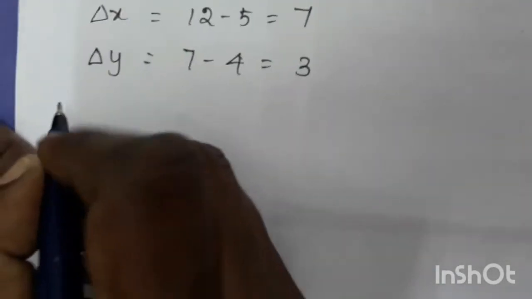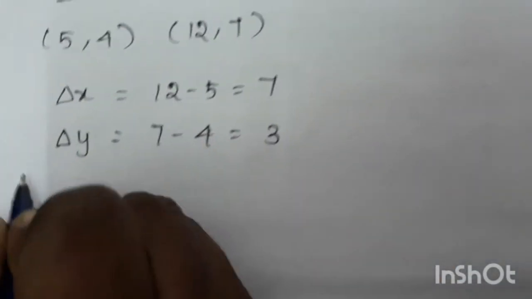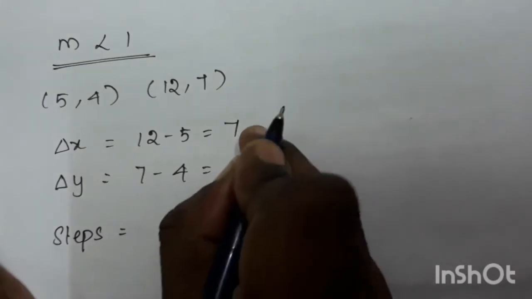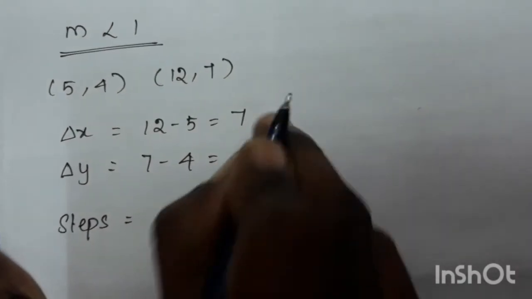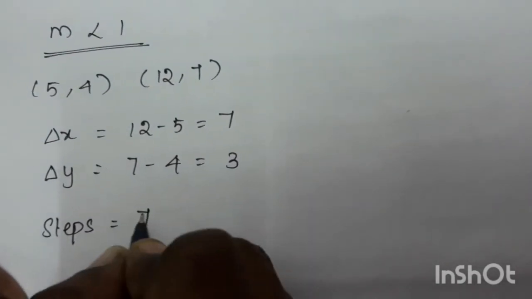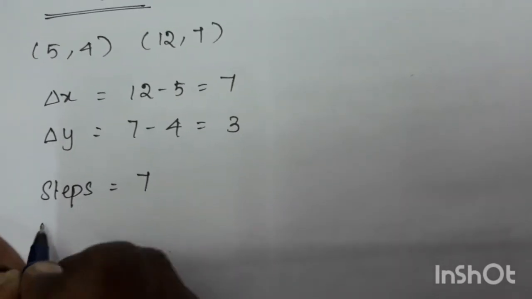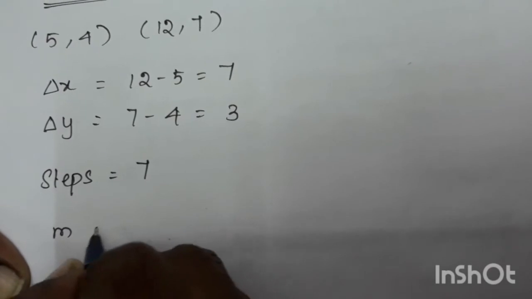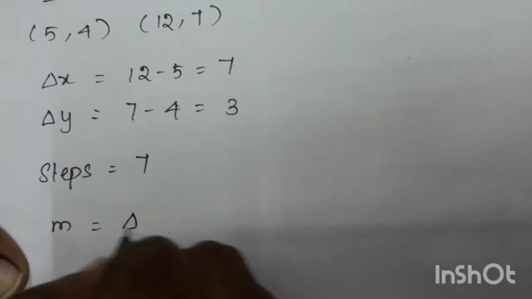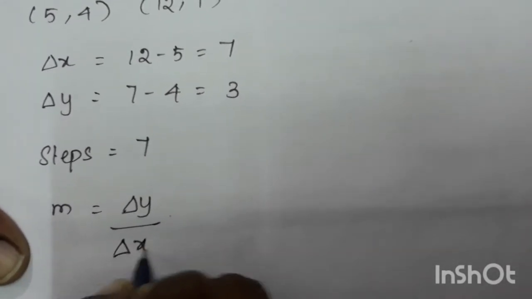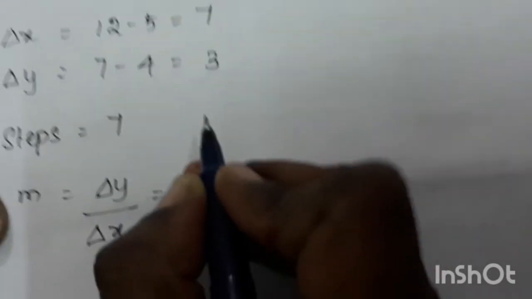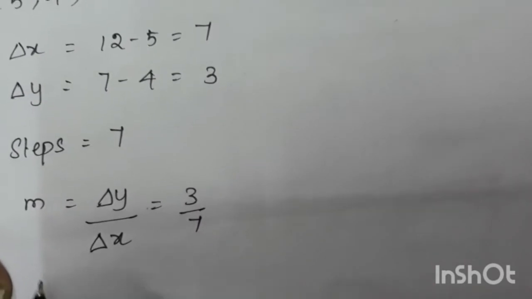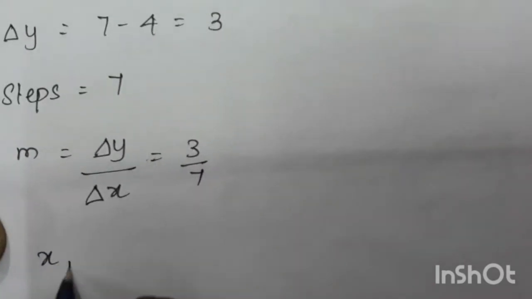3. So now we'll take the steps equal to 7, because we have to take whichever is greater. So steps is equal to 7. Now we have to find the slope. Slope is m. The m value, which is slope, is del y divided by del x, which is equal to 3 by 7. Now we have to find out the x increment value.